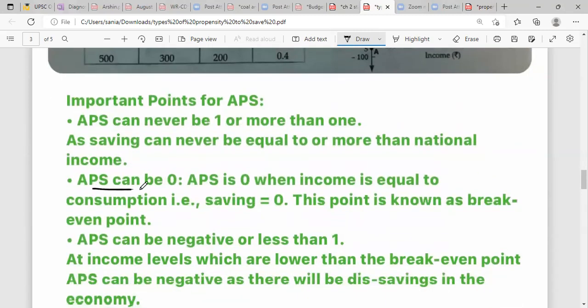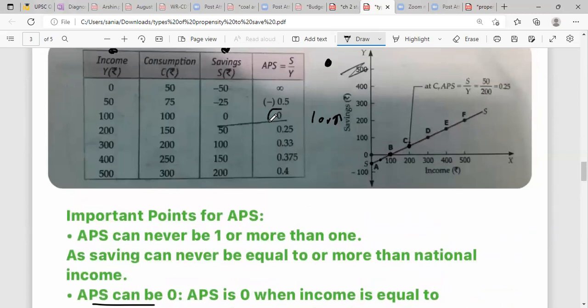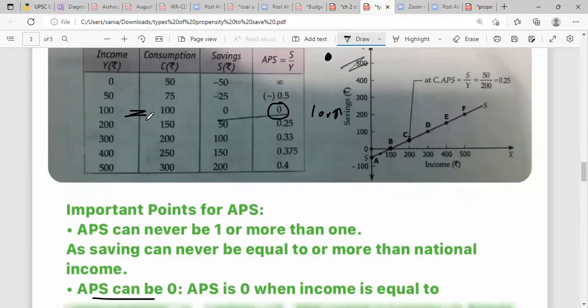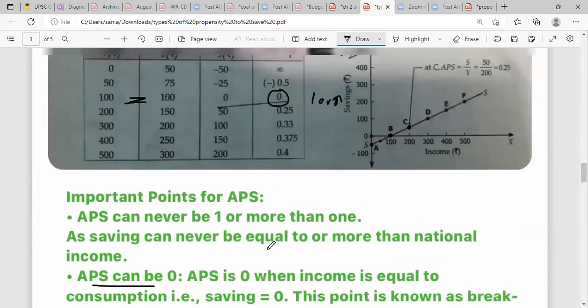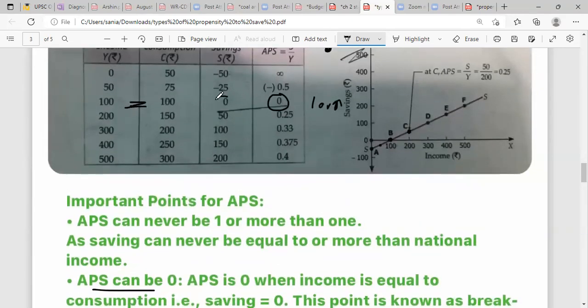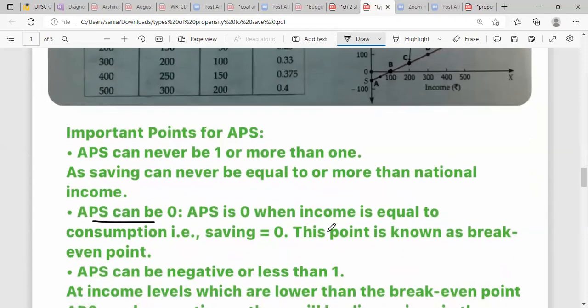Second, your APS can be 0. And it is 0 when your income is equal to your consumption. Right? So your APS can be 0 when income is equal to consumption. That is, your savings are 0 at that time. This point is known as the break-even point.